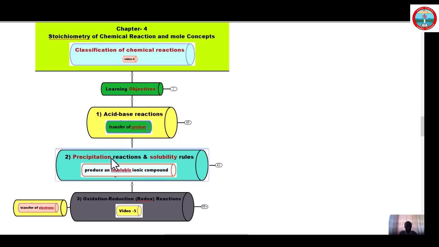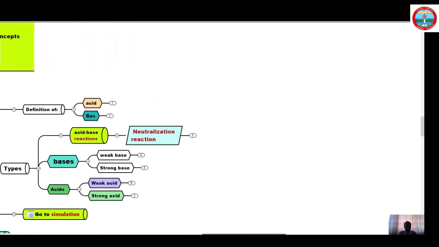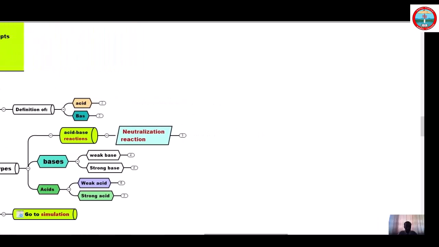The basic difference between these three types of chemical reactions is: acid-base reaction involves transfer of proton, precipitation reaction produces an insoluble ionic compound, and oxidation reduction reaction involves transfer of electrons. One, what is the definition of acid and base? The definition of acid and base according to different scholars is different.